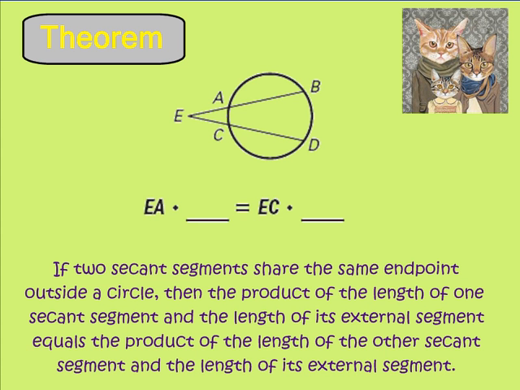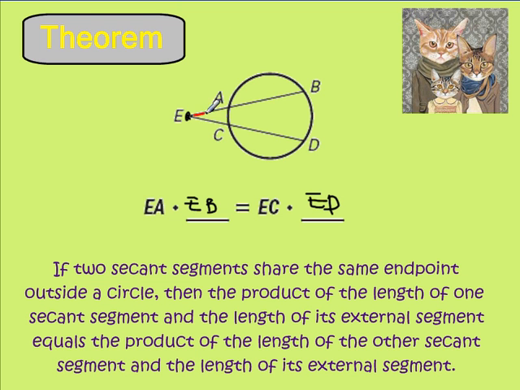Our next theorem has to do with two secant segments. And if two secant segments share the same endpoint outside of the circle, then the product of the length of one secant segment and the length of its external segment equals the product of the length of the other secant segment and the length of its external segment. So what we're saying here is that EA times EB, the whole, is going to be equal to EC times ED, the whole.